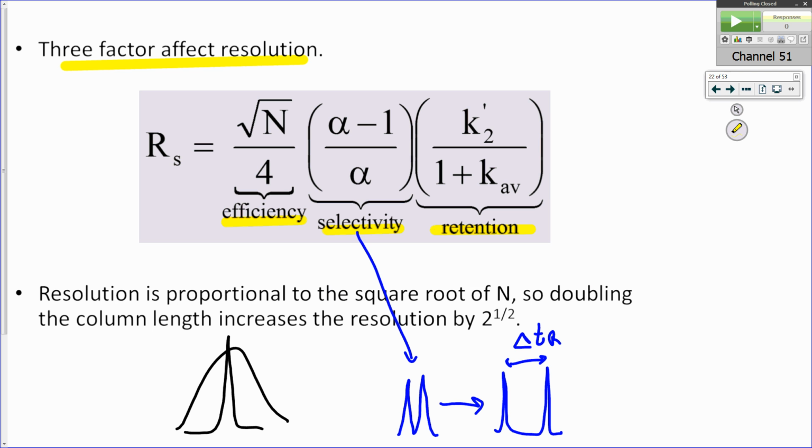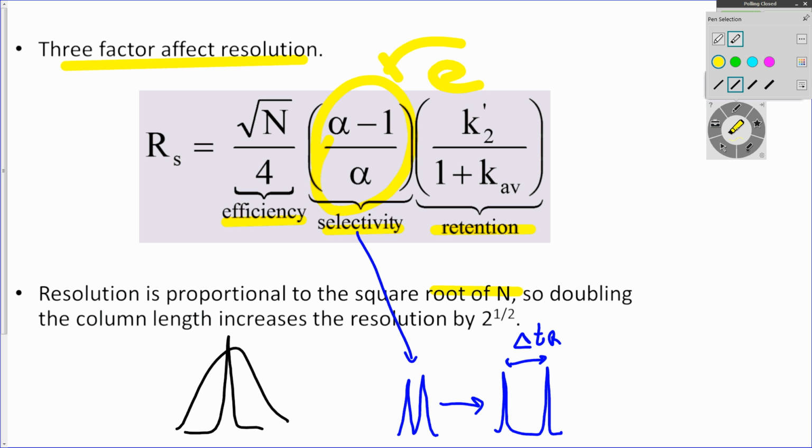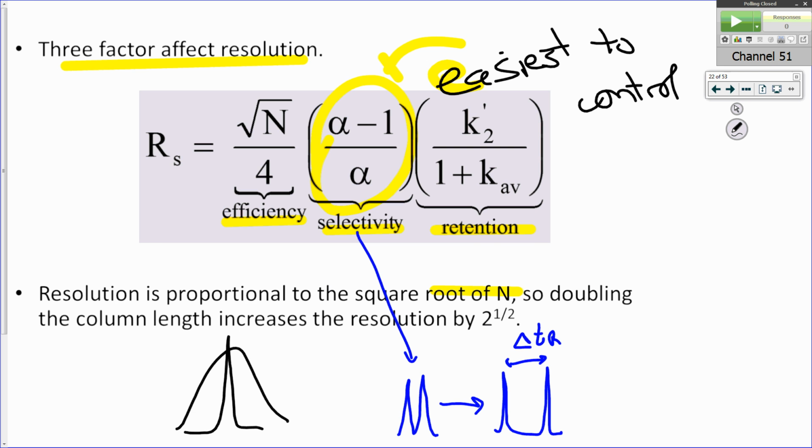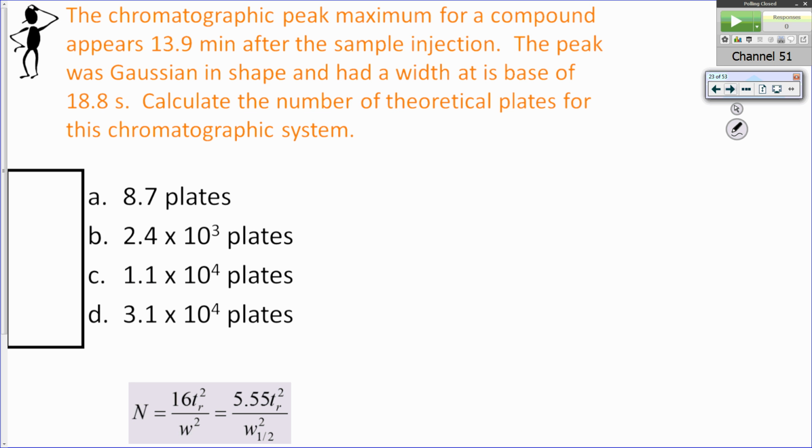The one that's the easiest to give us our best separation, because it's a square root function, is efficiency. We want our peaks to be as sharp as possible. Probably the one we control most frequently is selectivity. This is the easiest to control. So that's the parameter we typically try to go after, to adjust the selectivity to pull two things apart. And we'll talk a little bit about that in GC. So instead of doing a clicker, we're just going to work with these all together as a group.